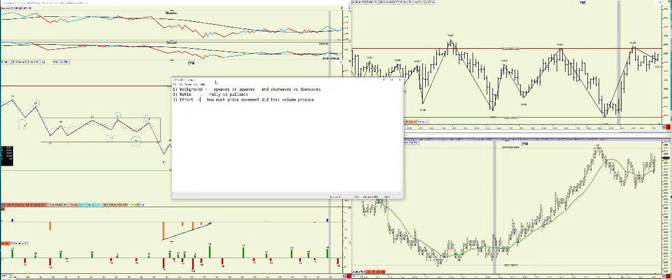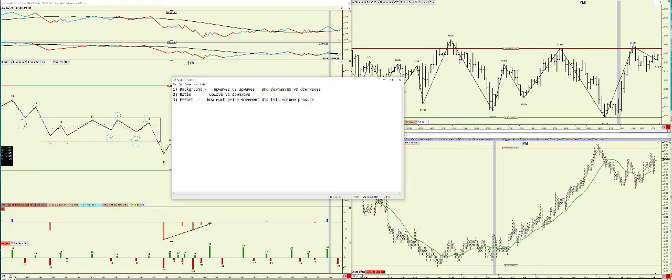The second type of volume analysis is rally versus pullback. Basically, up waves versus down waves. Let's make it really, really simple. It's not just rally versus pullback, especially when you're comparing in consolidation ranges. It's up wave versus down wave. The difference here is you're not comparing up wave to up wave, you're comparing up wave to down wave. In an uptrend, you compare up wave to the subsequent down wave.